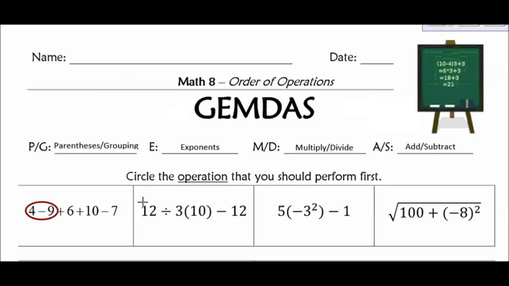On the next one, we have 12 divided by 3 times 10 minus 12. That minus 12 is going to happen at the end. That's subtraction. We have a division and a multiplication problem. We're going to start with the division. 12 divided by 3 would give us 4 first, then we would multiply it times 10.